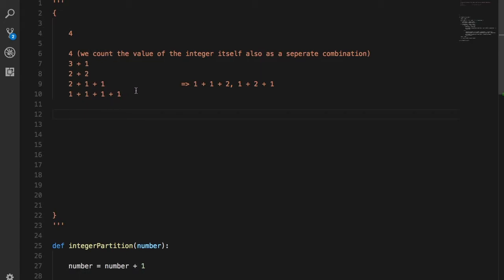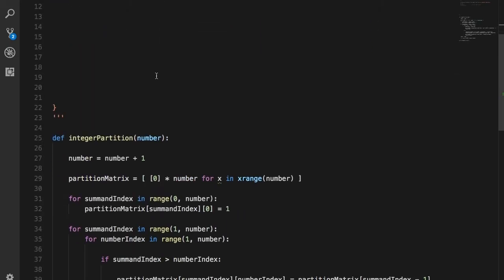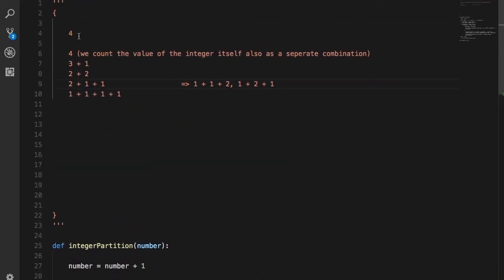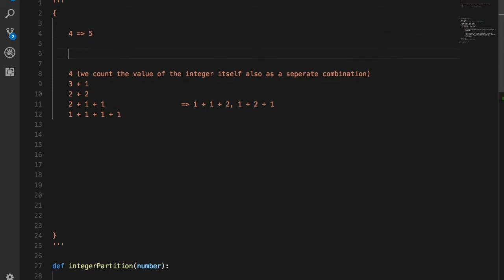The integer partition algorithm helps you to calculate the number of combinations that are available for a particular number. For example, if you pass 4 into the algorithm, you'll get 5 as the answer, as 5 combinations, or integer partitions, are available for 4. Let's take a closer look at how this algorithm actually generates the combinations for the partition of an integer.